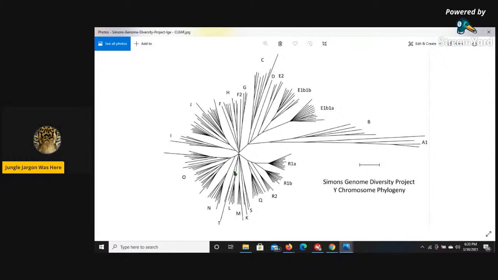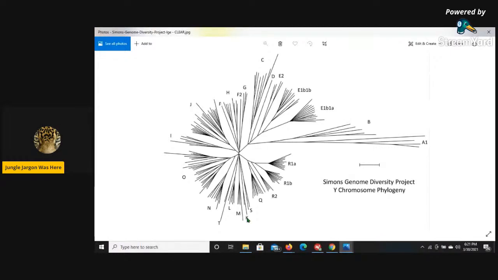And the T's are interesting because the T's early on are mixed in with the Semitic people, and are sometimes found with the Semitic people as well. And the L's are like in India, and the M and the K and the S.